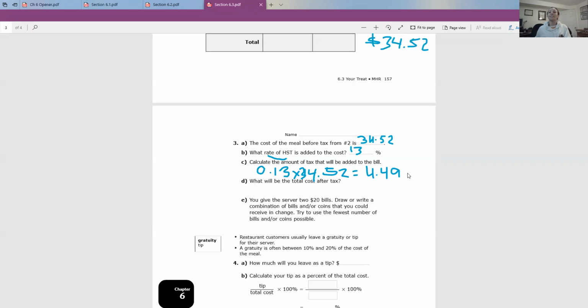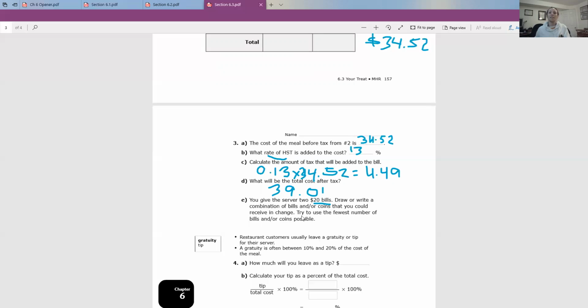What is the total cost? I'm going to add my tax to the bill. Okay, so when I add those, I got $39.01. So 39.01. Okay, you give the server two $20 bills. Okay, so 20 plus 20, that's $40.